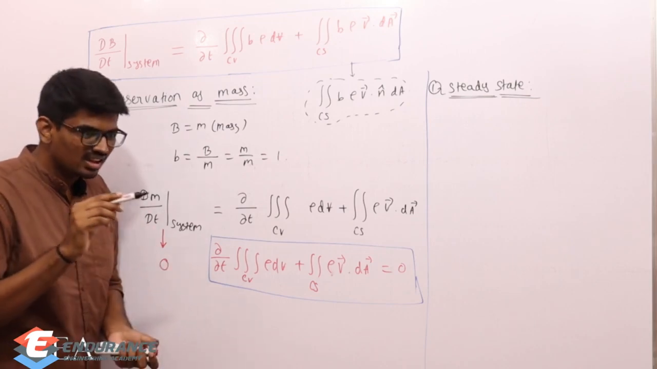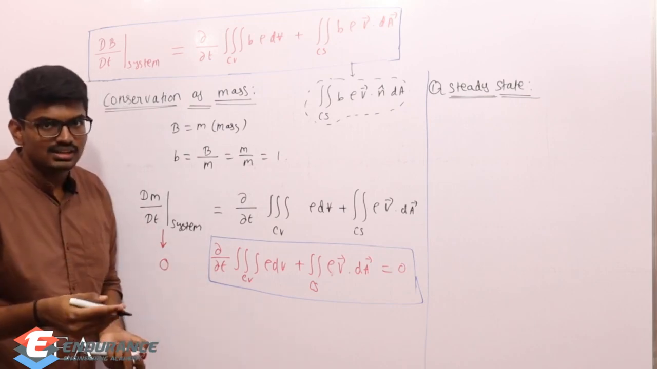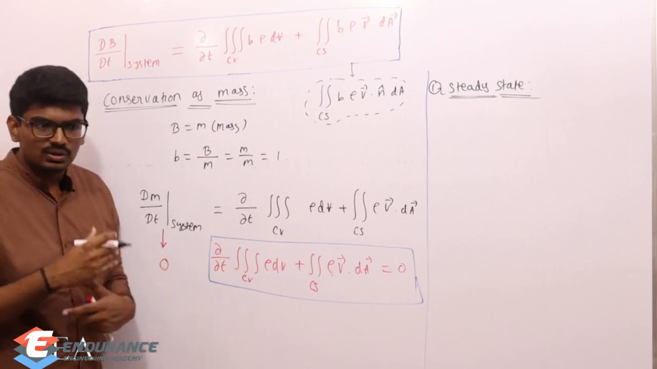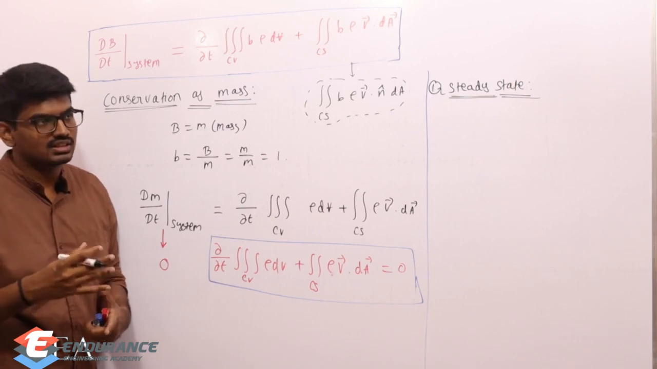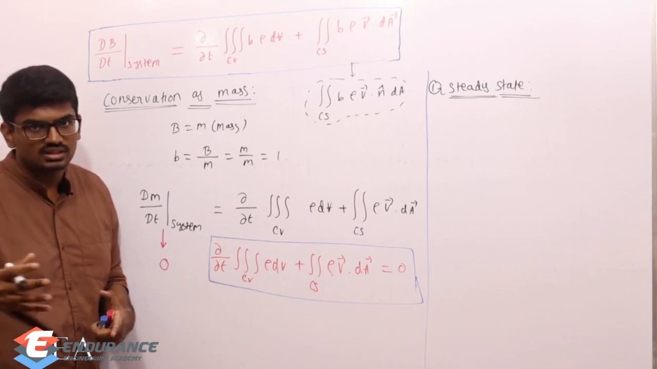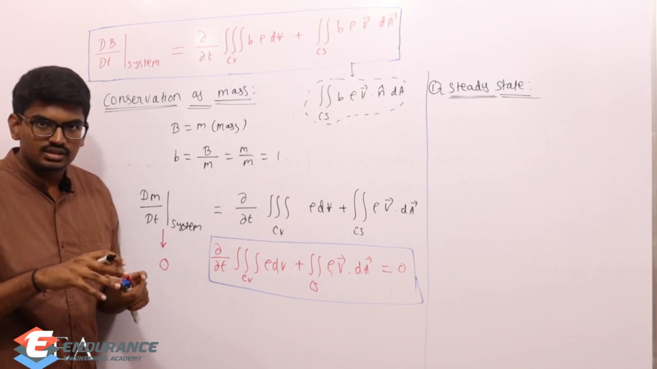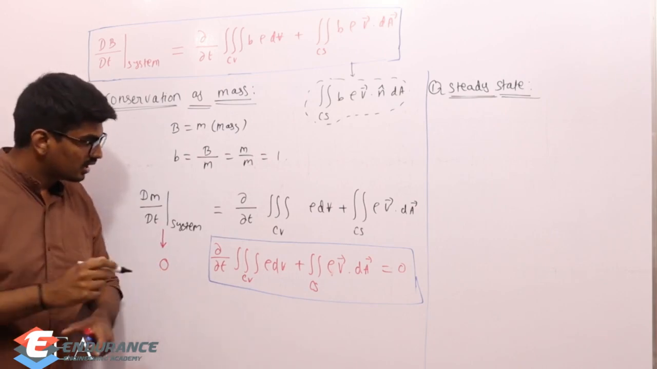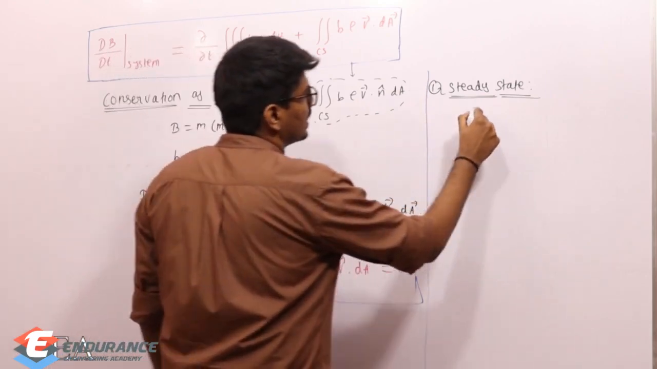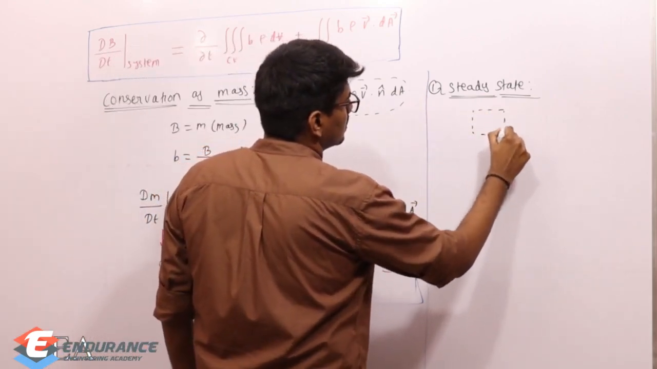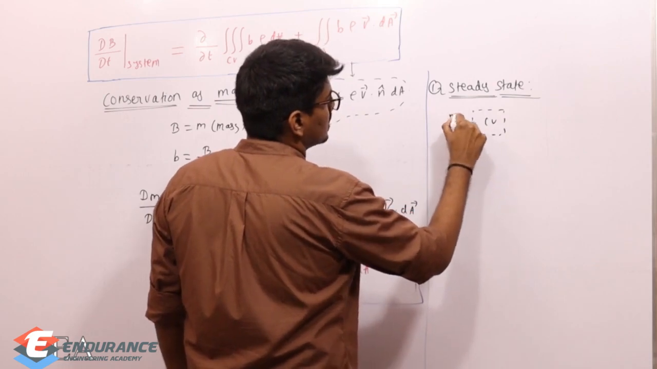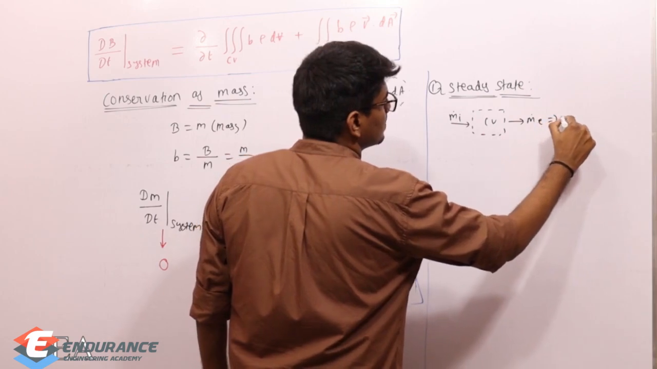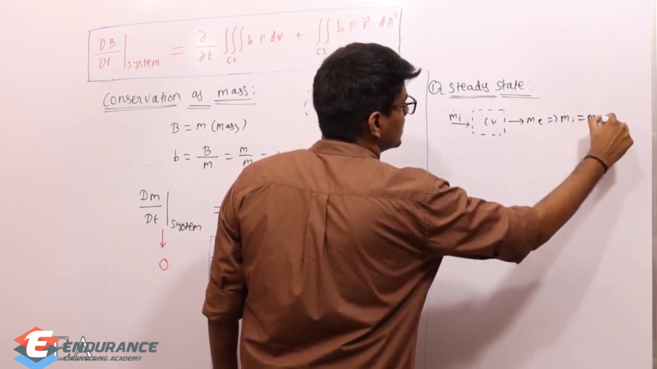So if I take it as steady state, then inside my control volume, mass will remain constant. This concept I already explained to you when I was discussing the steady flow energy equation in thermodynamics itself. So mass inside the control volume will remain constant if it is steady state, which means whatever mass is entering, the same mass only will leave, which implies m_i dot is equal to m_e dot.